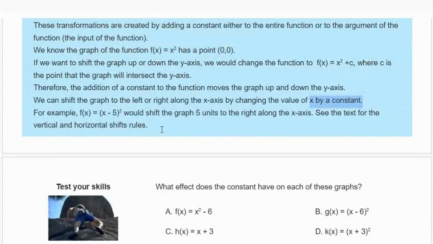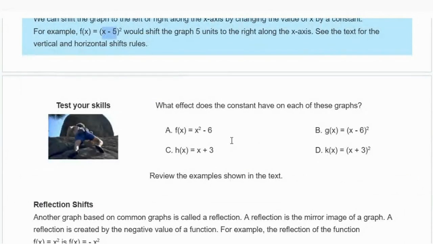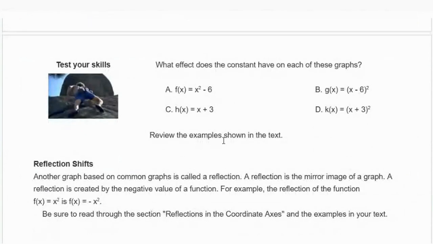So see the text for the vertical and the horizontal shift rules. So we may go look at that. But yeah, x minus 5 squared shifts it 5 units to the right. So test your skills. This doesn't have a solution. It says review the example shown in the text. What effect does the constant have on each of these graphs?